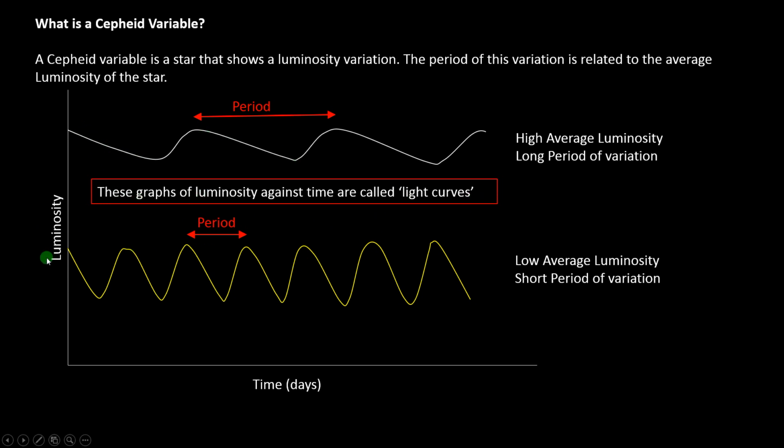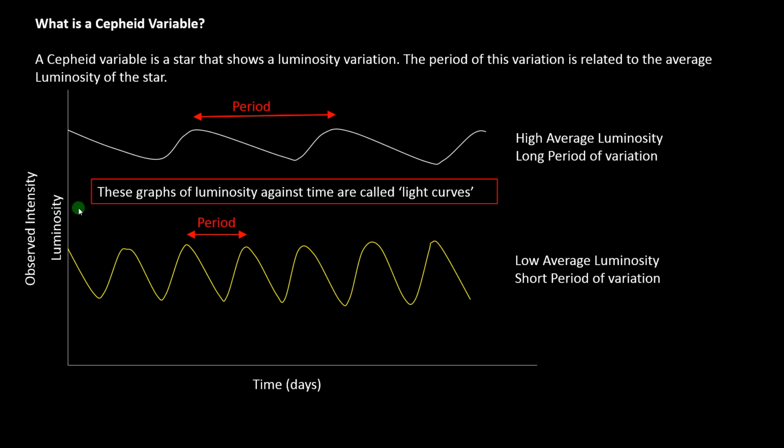Of course, we can't directly measure the change in luminosity of the star. What we can see is the change in observed intensity, but the important point here is that the period will be the same for both of those. So whilst we might not know how the luminosity is changing, we can measure the observed intensity. That will give us the period of oscillation of the luminosity as well. Okay, so that's what a Cepheid variable is.